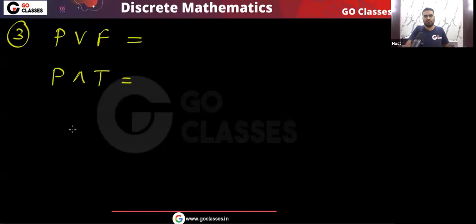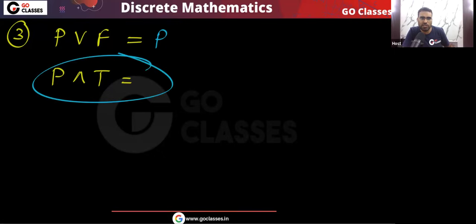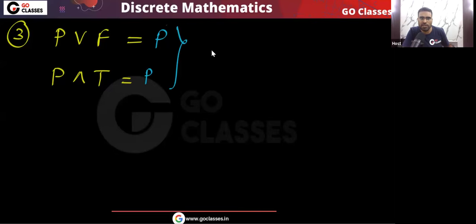Okay, let's see some more rules. You tell me, if I do P or false, then what will I get? And if I do P and true, what will I get? You can check the truth table of the OR operation, and the truth table of the AND operation. If you do P or false, then you will get P itself. This will be the same as P, and you can see P and true will also be the same as P.